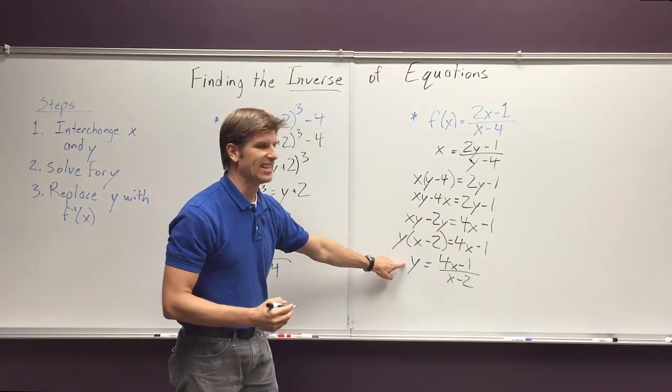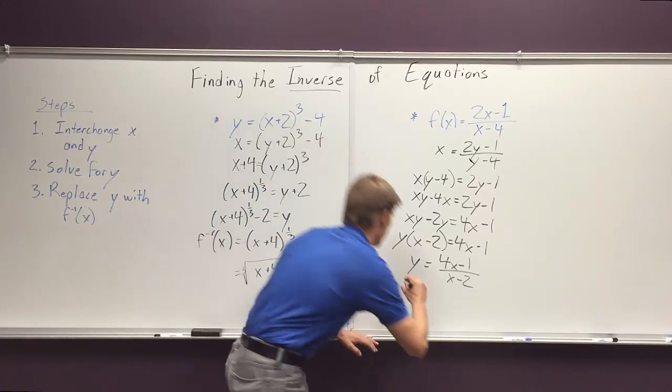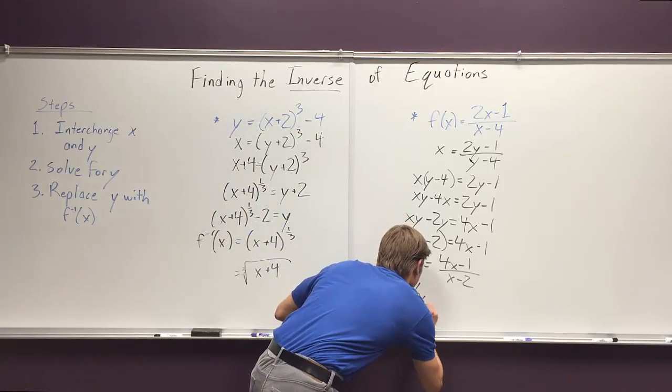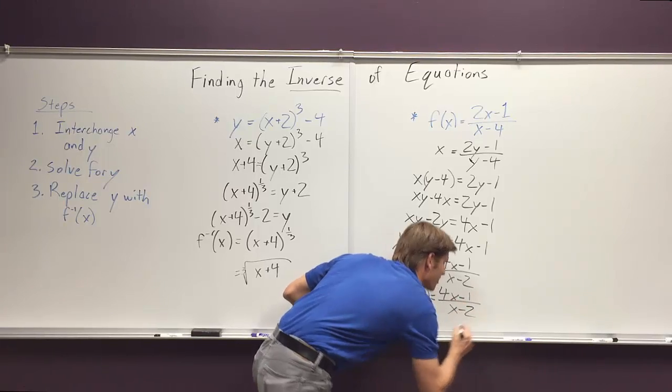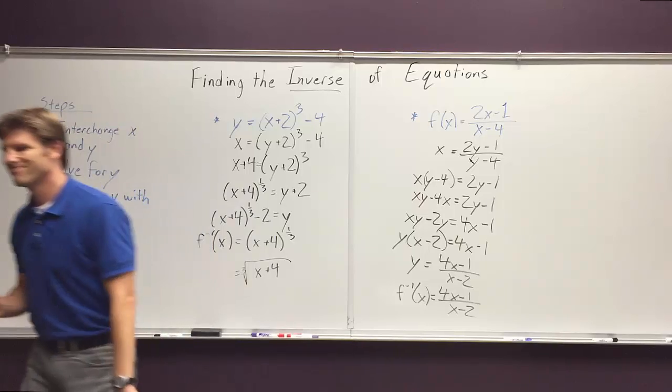Now, following that last step here, I'm going to write this as f inverse of x equal to 4x minus 1 over x minus 2. There you have it.